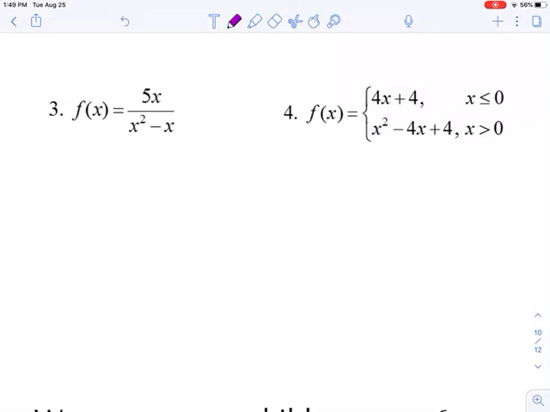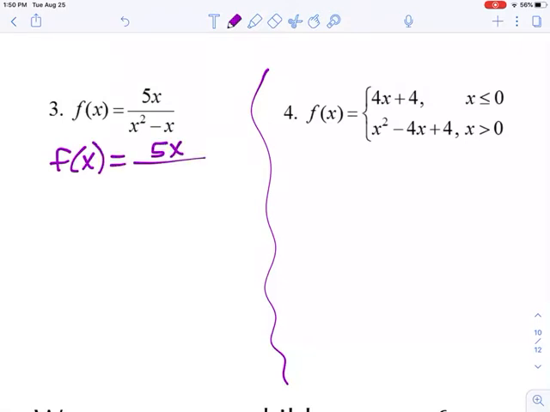Polynomials should be exciting in this unit, okay? Okay, here's a couple more. Number 3. Okay, number 3 should be suspicious because it is a rational function.